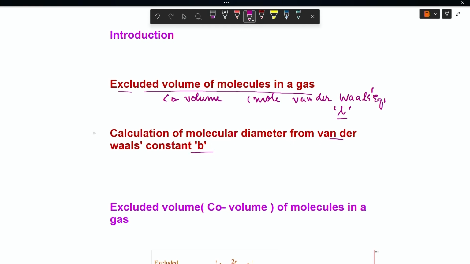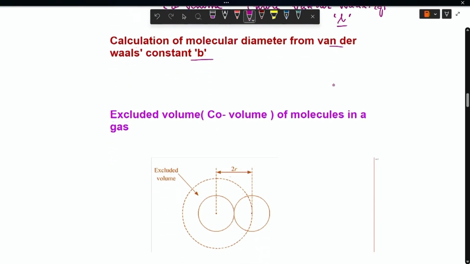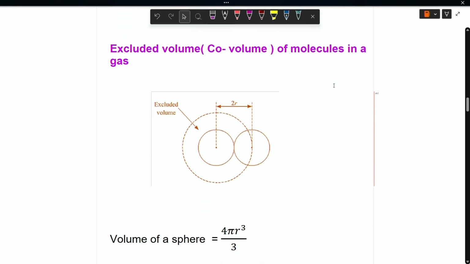The van der Waals constant b gives us the size of the molecule. We have already mentioned it in the previous sessions, and now we will be calculating the molecular diameter from van der Waals constant b. Now, let us first see what is excluded volume or co-volume of a molecule in a gas.